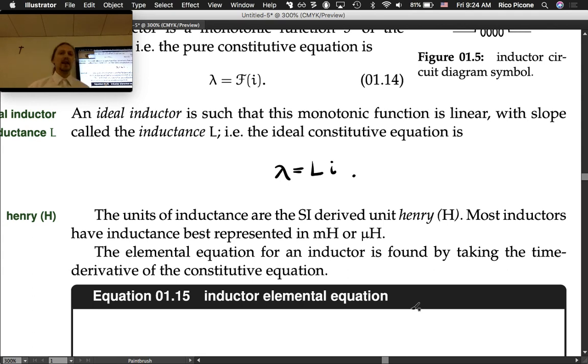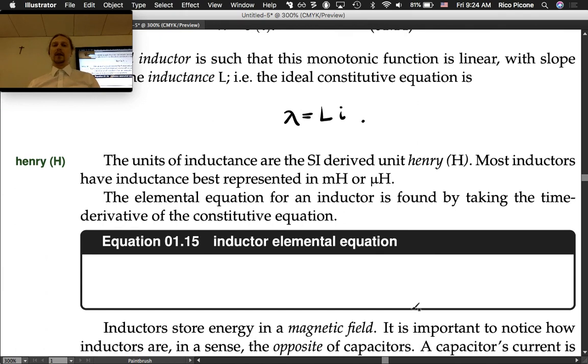So the units of inductance are the SI derived unit henry, H. Most inductors have inductance best represented by millihenry or microhenry, though. So once again, a henry is large.